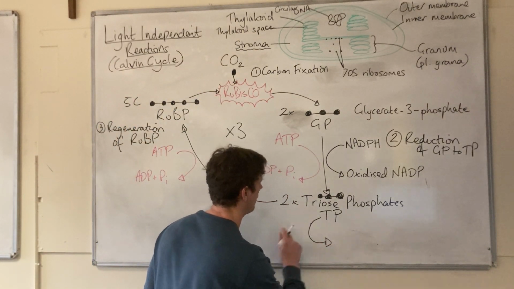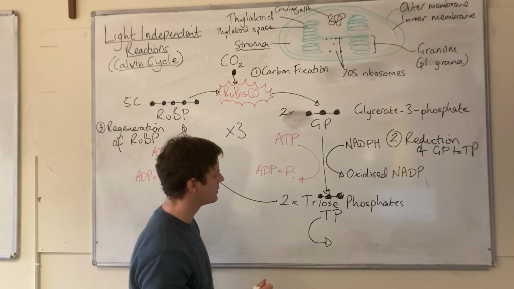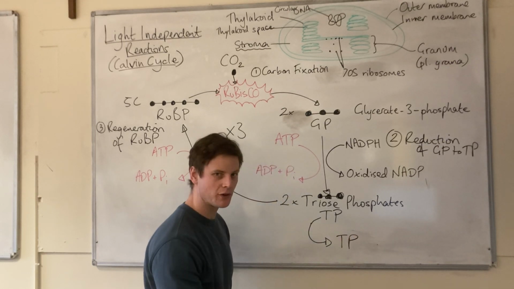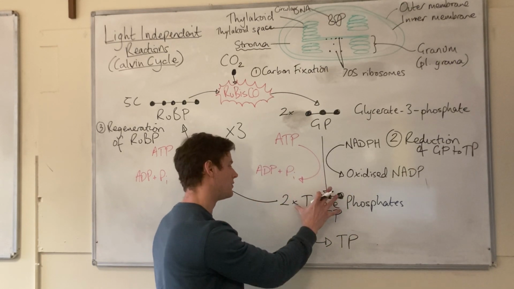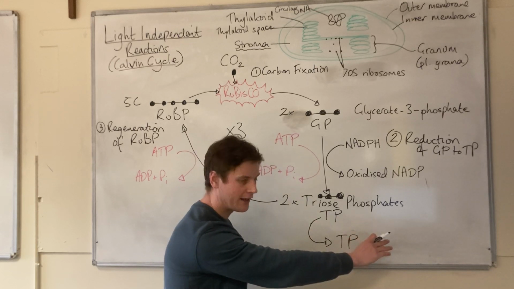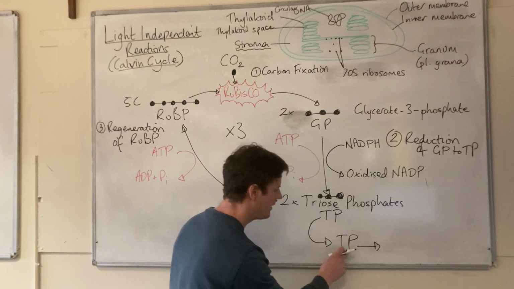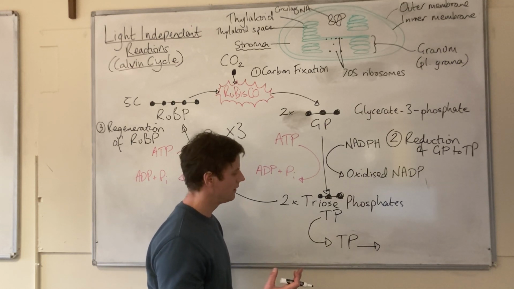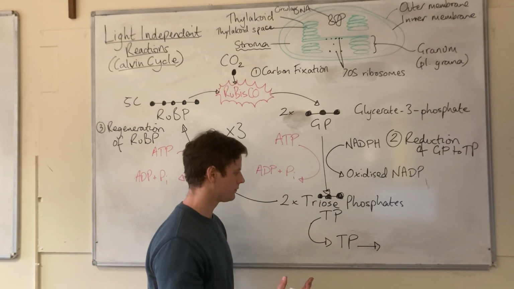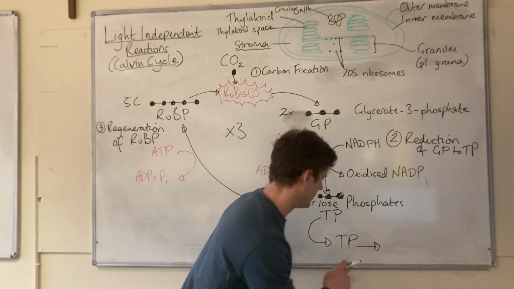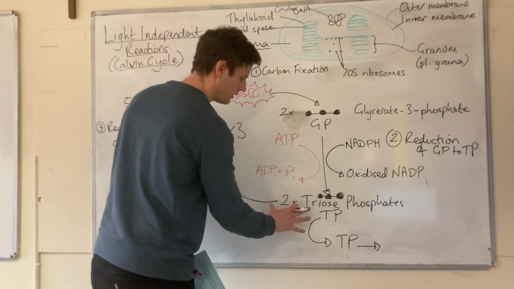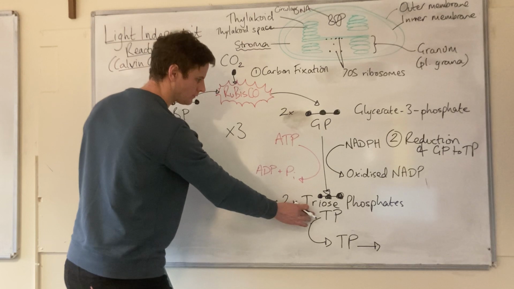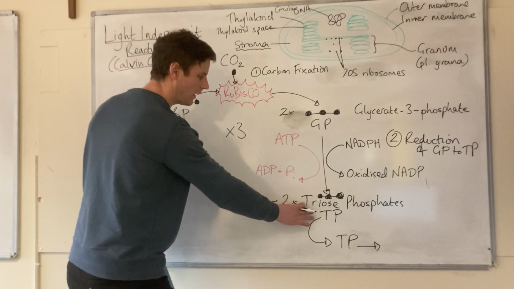So, after 3 turns of the Calvin cycle, that produces 6 triose phosphate, 1 of which can go off. Okay, and this triose phosphate can then be used to make organic biological molecules. We'll come back to exactly how that is in a moment. Okay, so it turns 3 times. We had 6 triose phosphates. Now we're down to 5 triose phosphates.